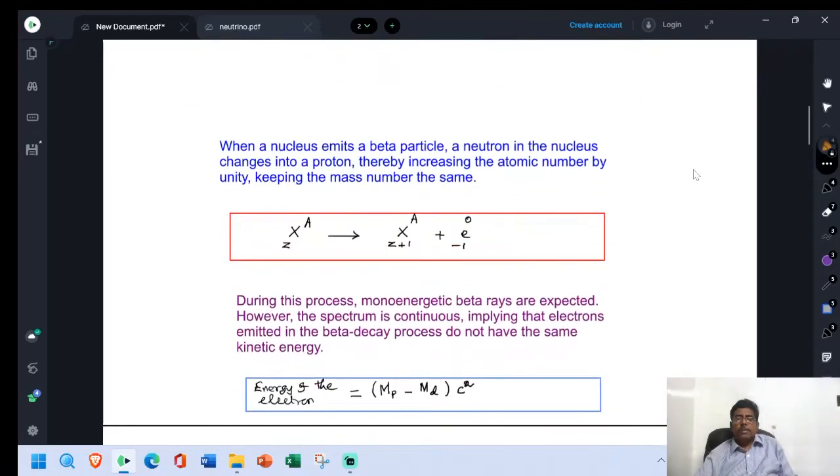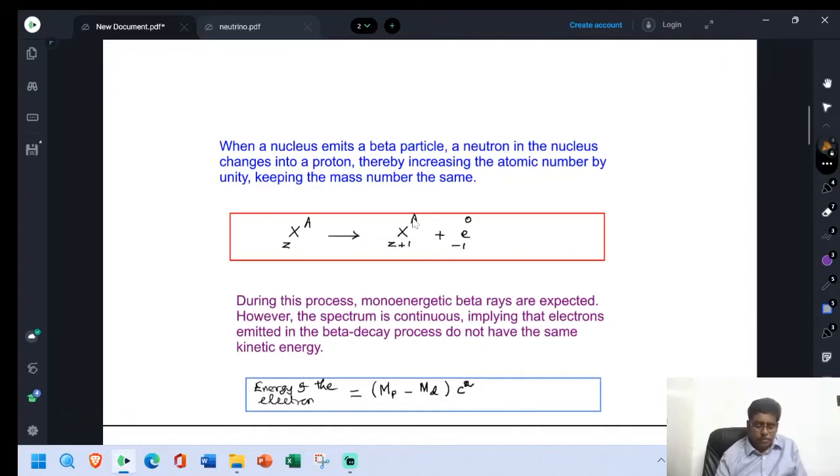Now, see this representation. When a nucleus emits a beta particle, a neutron in the nucleus changes into a proton, thereby increasing the atomic number by unity, keeping the mass number the same. Here, this is the parent which emits an electron. Then the atomic number is increased by 1 unit. That means the proton number is increased, whereas there is no change in the mass number. Mass number is the summation of proton and neutron numbers.